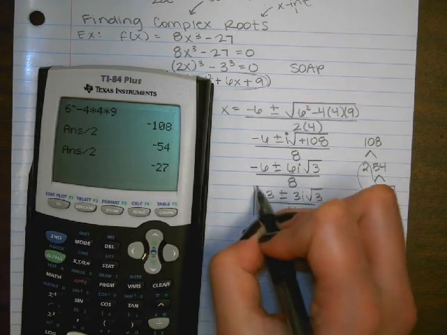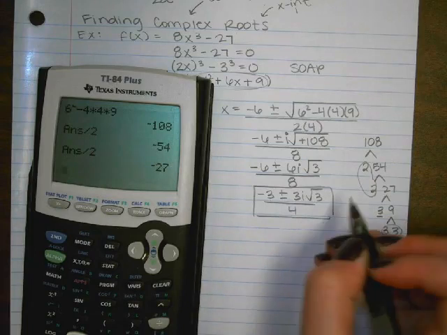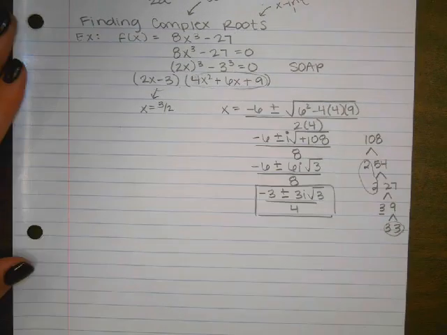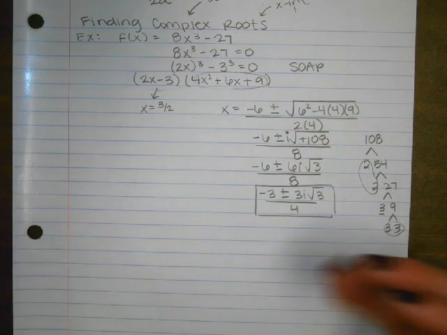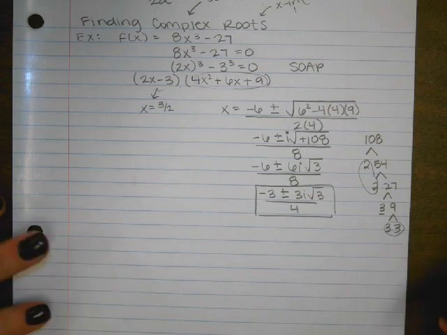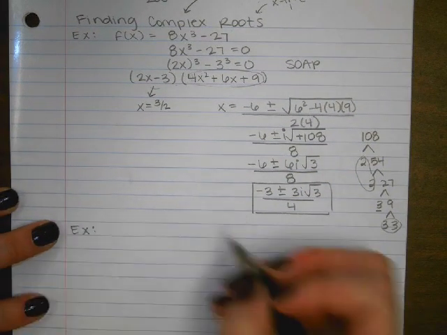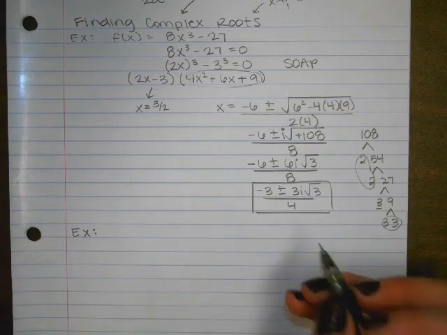And that would be my complex roots. There's 2 of them, one for the plus version, one for the minus version. So I did want to show you that because this is a typical case where complex roots show up.